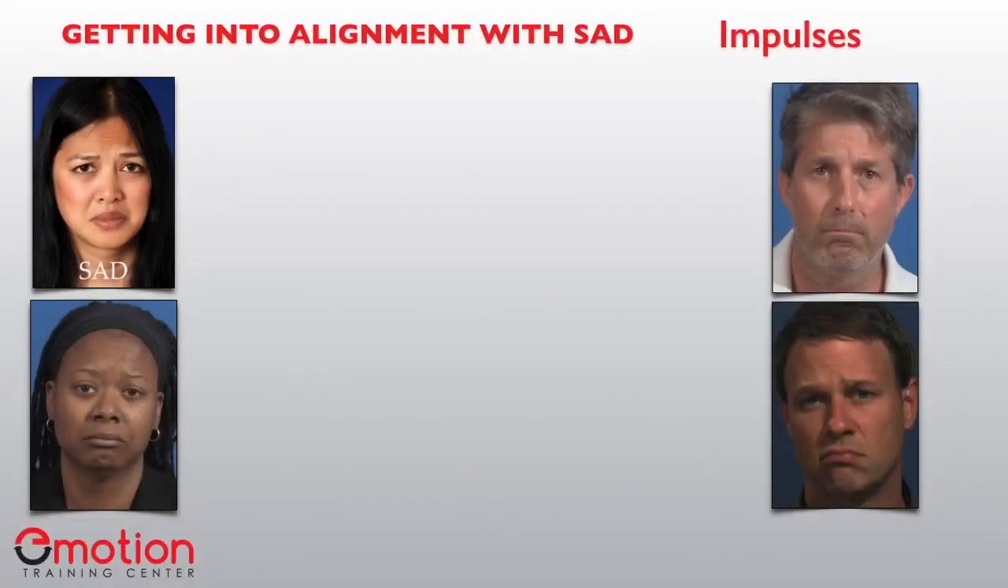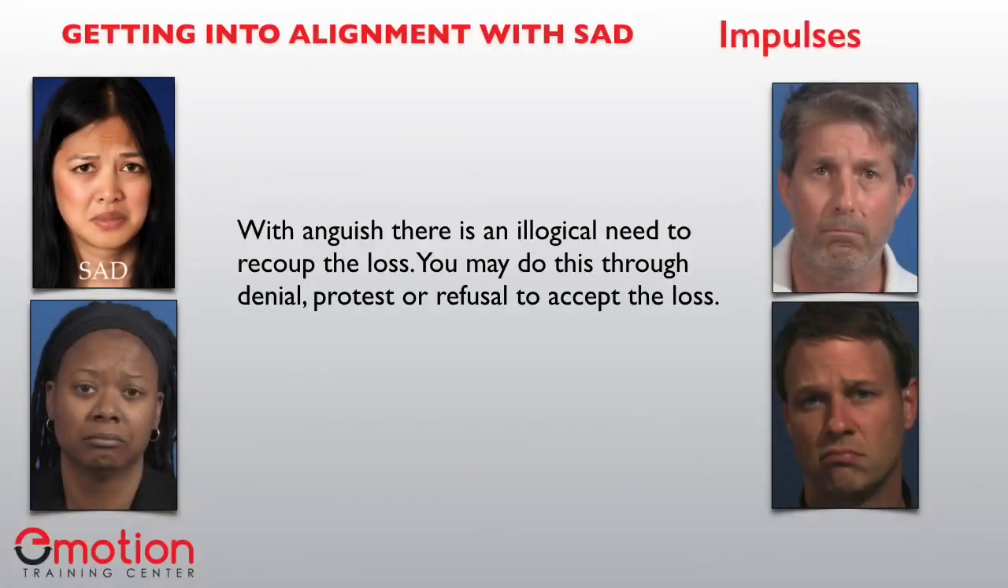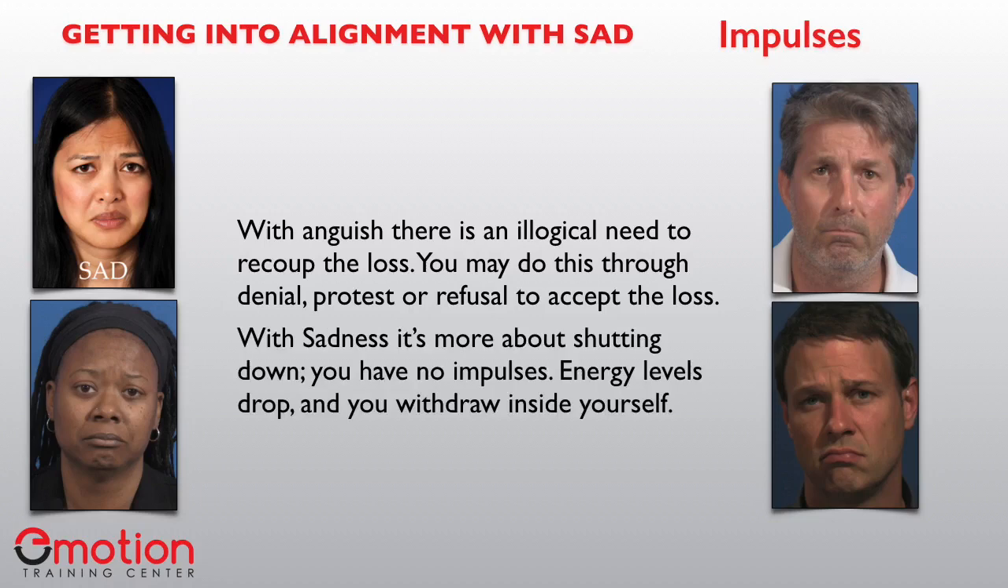All right, now let's take a look at the impulses. With anguish, as I said, there's an illogical need to recoup the loss. You may do this through denial, protest, or refusal to accept the loss. With sadness, on the other hand, it's more about shutting down. You have no impulses. Again, there's that black hole. Energy levels drop, and you withdraw inside yourself.